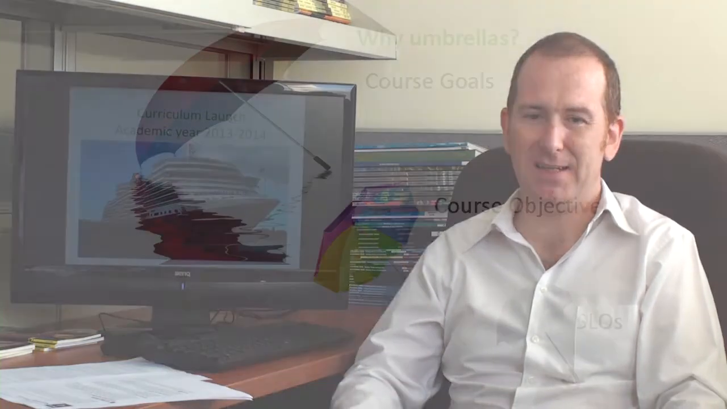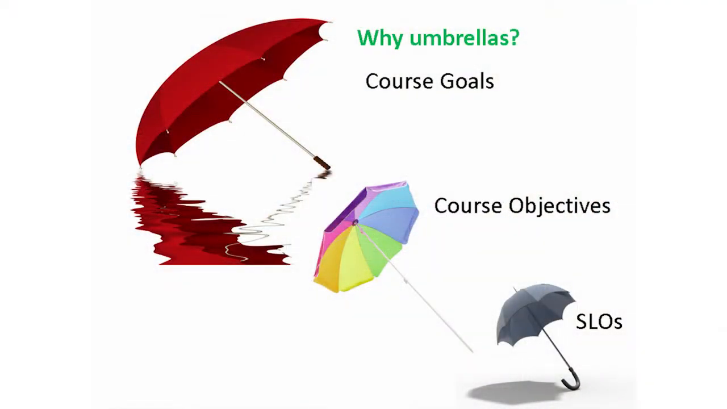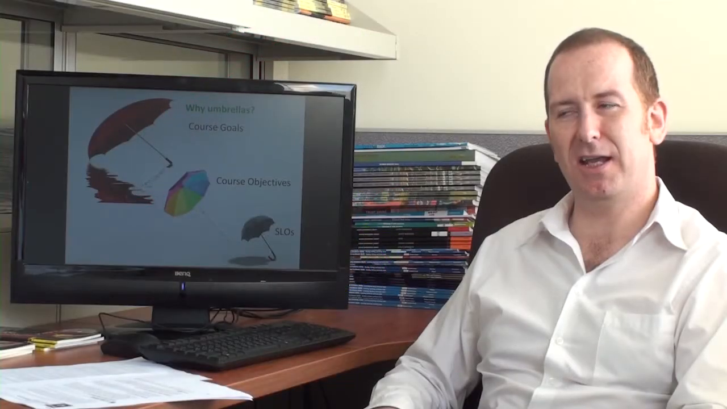I'm also going to talk a little bit about how the changes that we're bringing in this year were decided upon, the decision-making process, and that's going to be the content of the first video. The components of our curriculum can be described in terms of three umbrellas. The umbrellas represent course goals, course objectives, and SLOs. SLO stands for Student Learning Outcome.